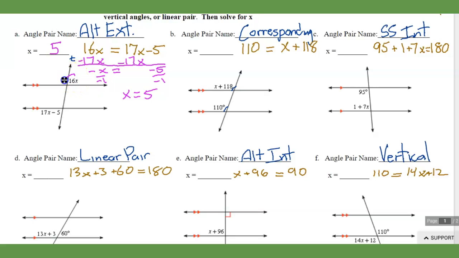So using a calculator, plug it back in. You know these two are equal, right? That's what this theorem says. So if you take your answer and plug it back in, what's 16 times 5? All right, plug that in your calculator. You should get 80 degrees. And then plug it in here, 17 times 5 minus 5. If that doesn't come out also to be 80 degrees, something is definitely wrong.